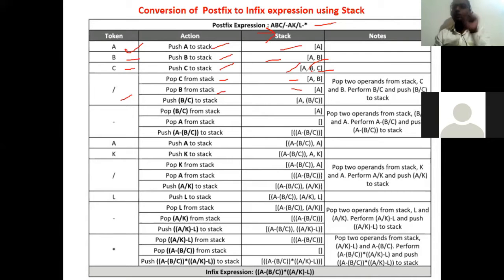So B divide C. It is a new string, and whatever new string is constructed, you need to add that string again into the stack. That means A will be as it is. The new string that has been constructed, that is B divided by C, you have to add into the stack again.